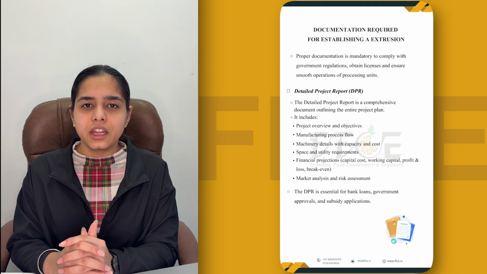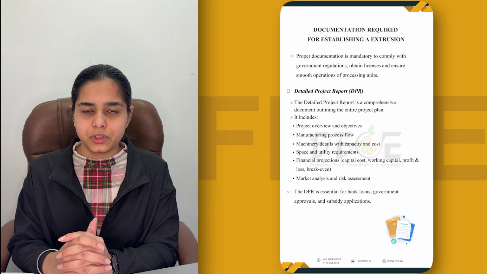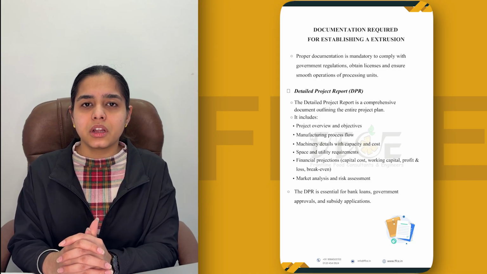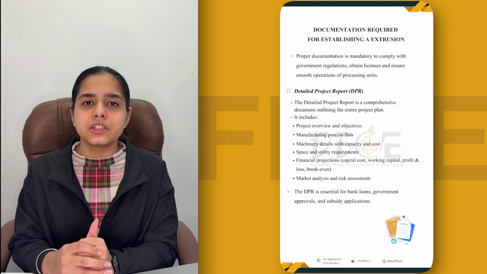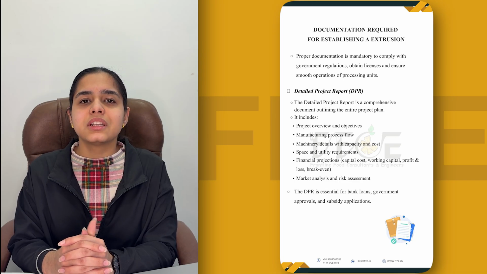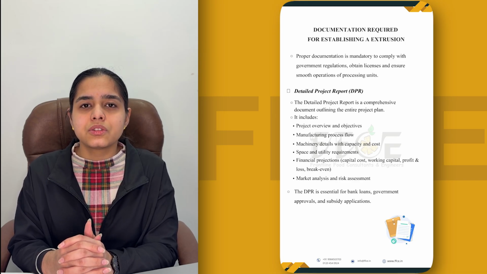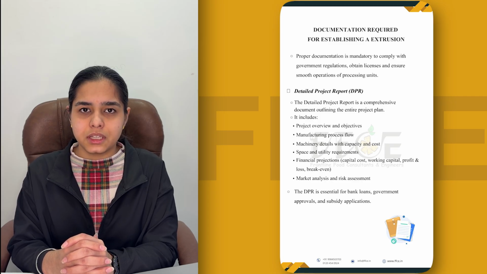Documentation required for setting up of an extrusion plant. First and foremost, you require a detailed project report. It includes your project and product ideation, the market analysis, the financial projections, space and utility needs, the machinery requirements, and also the risk assessment. This report is also required when you go for bank loans and for government subsidies.